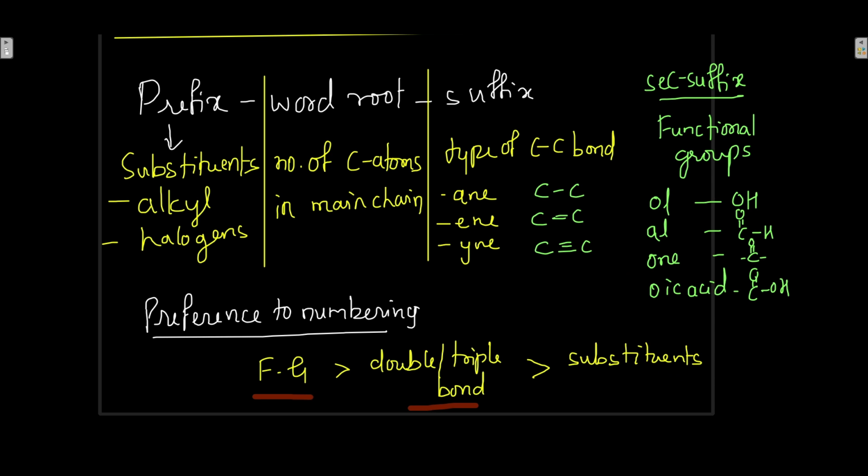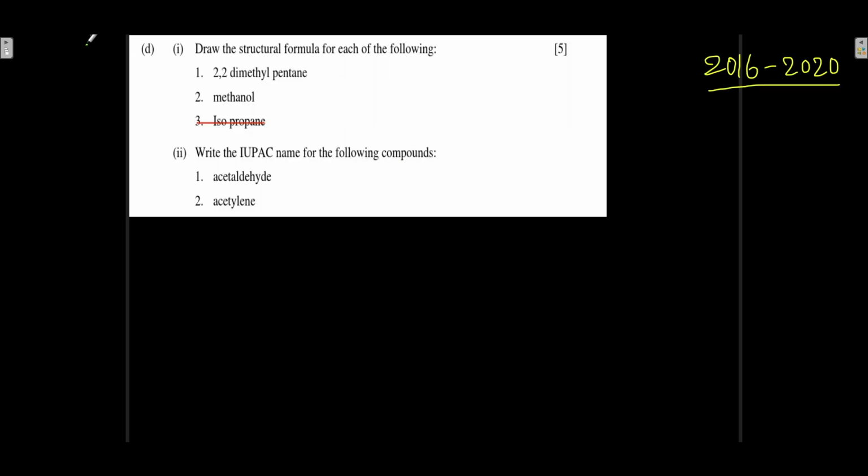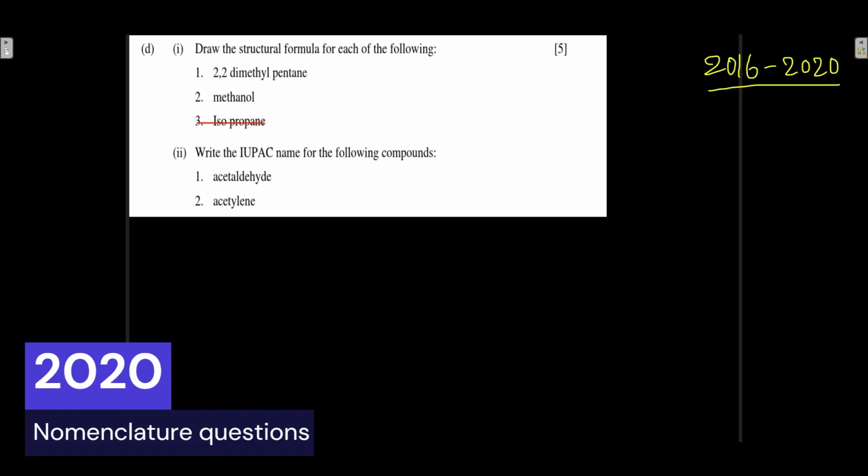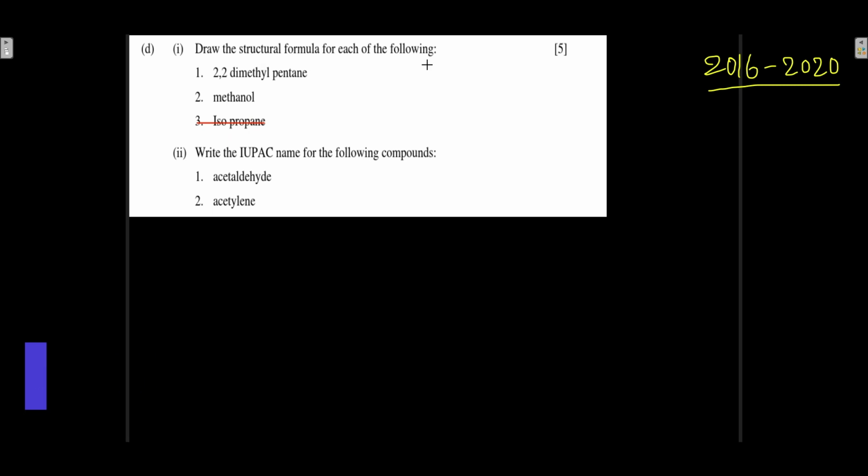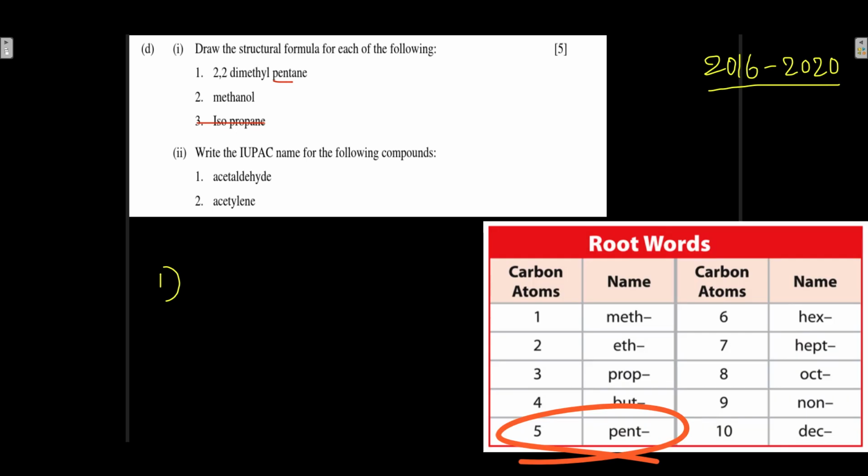So now let's take the questions from the 2020 question paper. You can see here: draw the structural formula for the following. First one, 2,2-dimethyl pentane. Pent is the root word. Pent means 5 carbon atoms, so write 5 carbon atoms like this.